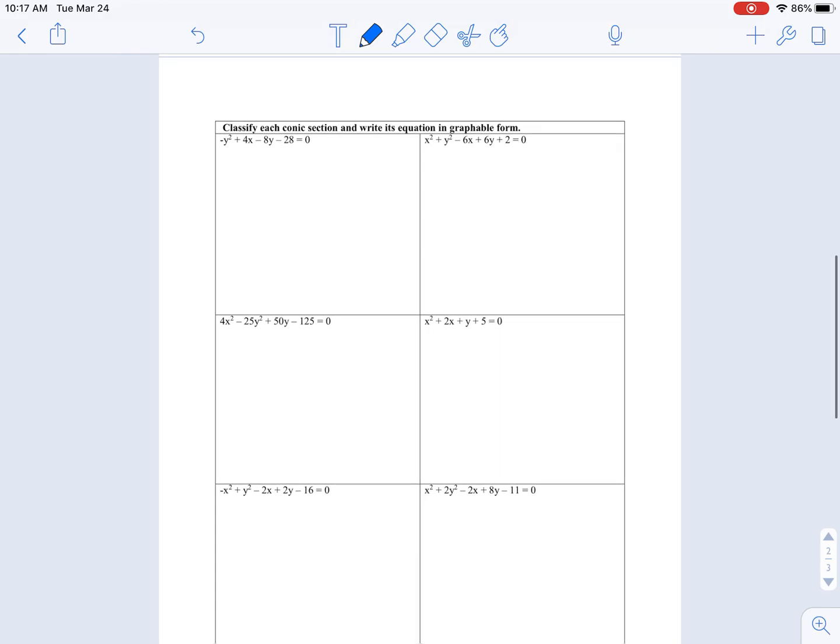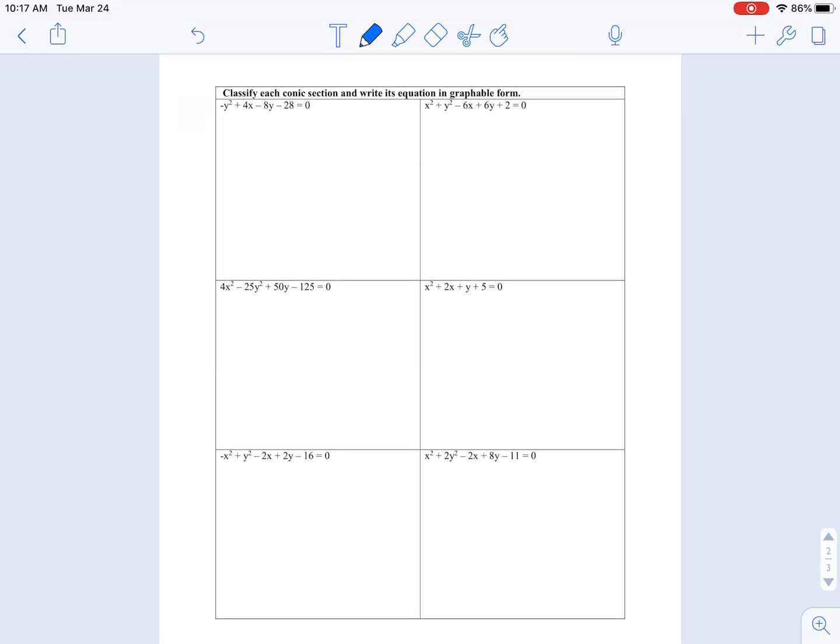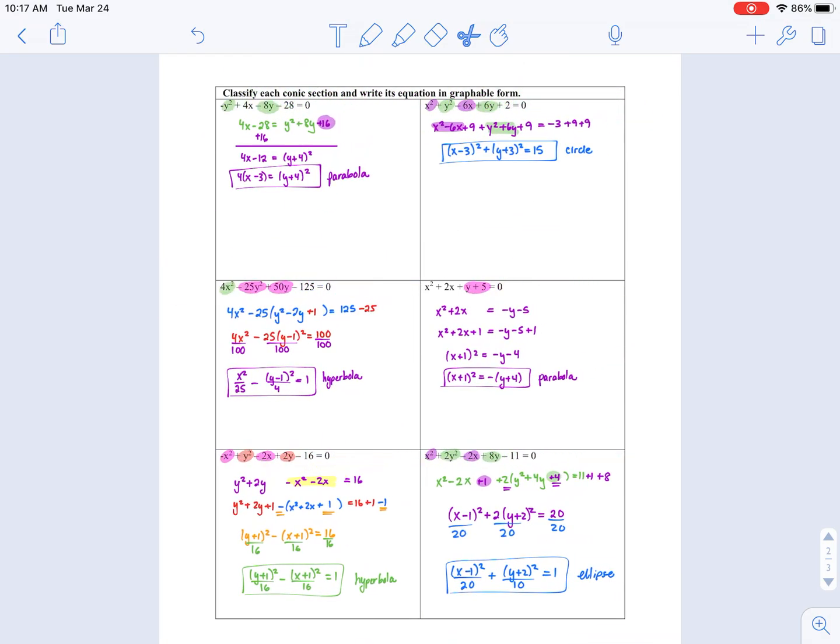For the next thing, I want you to pause the video and do this yourself. Your goal is to put everything in its graphable form, and as you're doing that, think about what shape it is. Which way is it opening? Is it a 4P, or is it an A value if it's a parabola? If it's an ellipse, which one would be its minor? Which one would be its major axis? With a hyperbola, which direction do your branches open? You don't have to write any of that down, just helping you think and process. I'm having you pause the video and then come back here to check your answers.